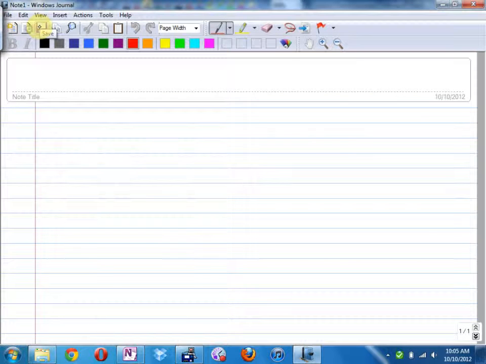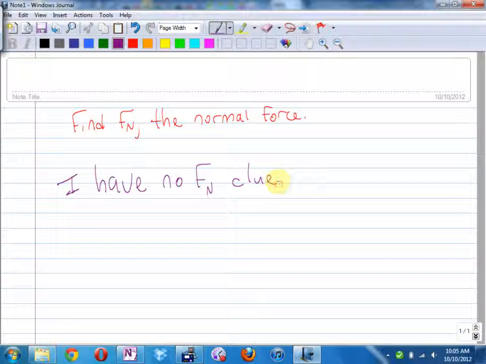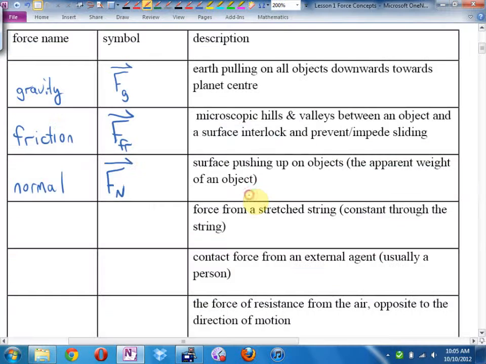A number of years ago, I was marking provincial exams, and there was a question on the provincial, and the question went like this. Find Fn, the normal force. And a student wrote, it was funny. They still got a 0, but it was at least, you smiled. Okay.